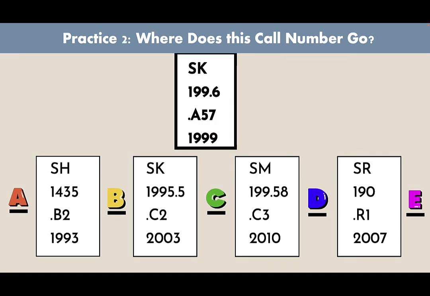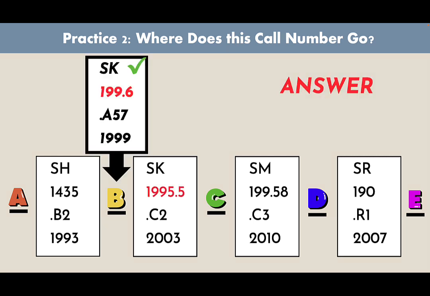Let's try another one. Pause the video to figure this out. Press play if you want to know the answer. If you get slot B, you are correct. Remember to read the call number line by line. You know SK comes after SH in the alphabet. And 199.6 is less than 1995.5.